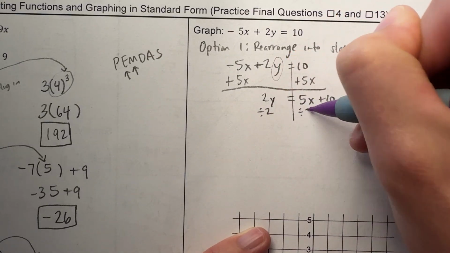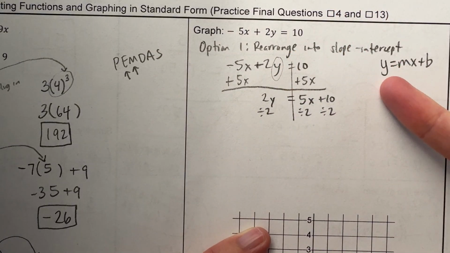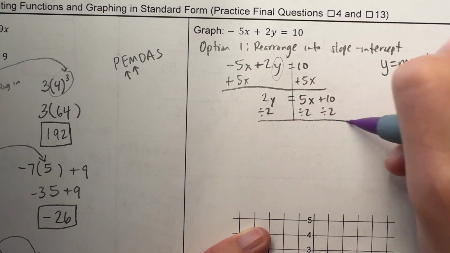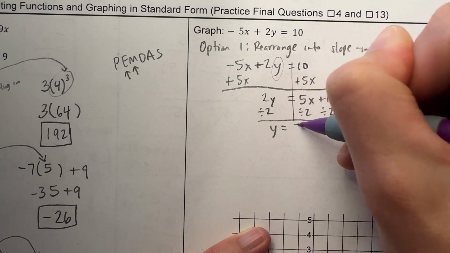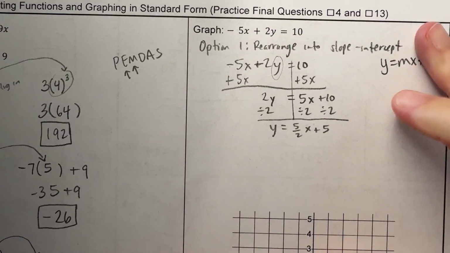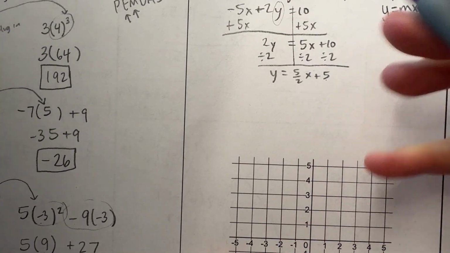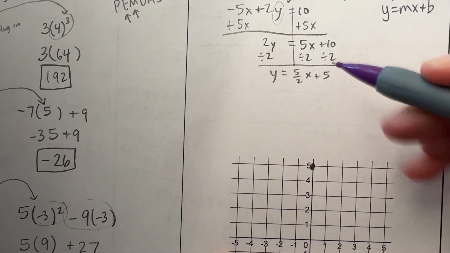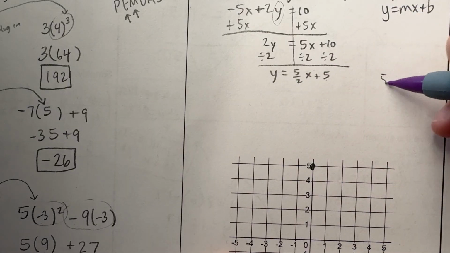I'm going to divide by 2. Why am I dividing by 2? Because I want my equation to look like this, with y by itself. So I would get y equals 5 over 2 x plus 5. Okay, and then when I go to graph it, I would put my y-intercept at 5. And my slope is 5 over 2, my rise over run.